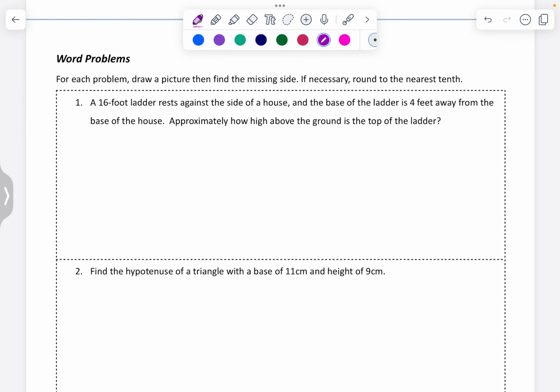All right, welcome back. We are going to talk about 3 word problems. These are just a little bit more challenging, a little bit more spicy. So let's go ahead and get started.